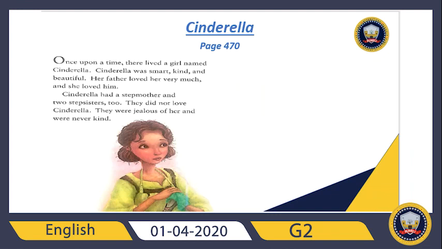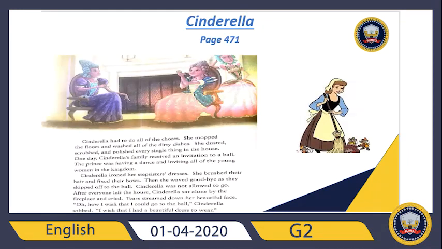As her father is dead, she has to face many hardships. Her stepmother and stepsisters are jealous of her. Why are they jealous? Because Cinderella is very beautiful and her stepsisters are ugly. Cinderella is kind, but her stepsisters are very mean. So her stepmother also doesn't like Cinderella. Page 471. Cinderella had to do all the chores.